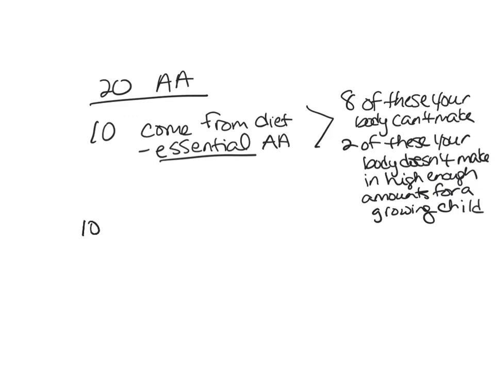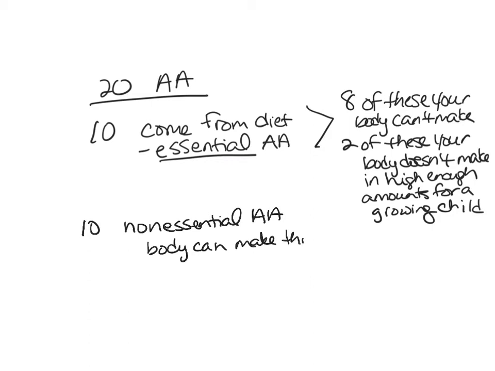Then 10 of these are non-essential amino acids. And these are amino acids that your body can make through anabolism. And when we are producing new proteins, that process is called amination.